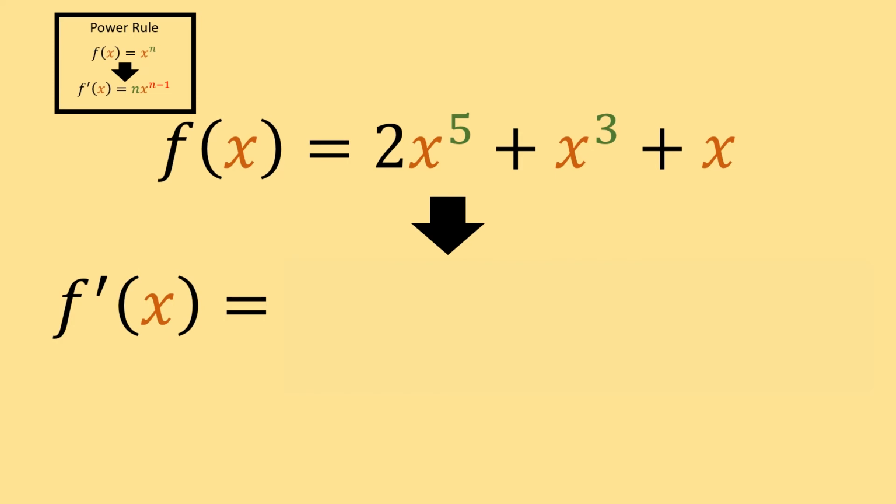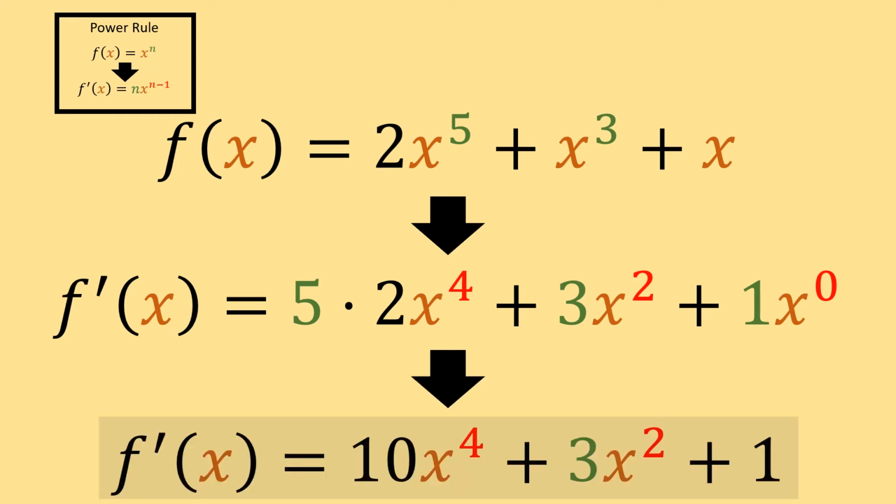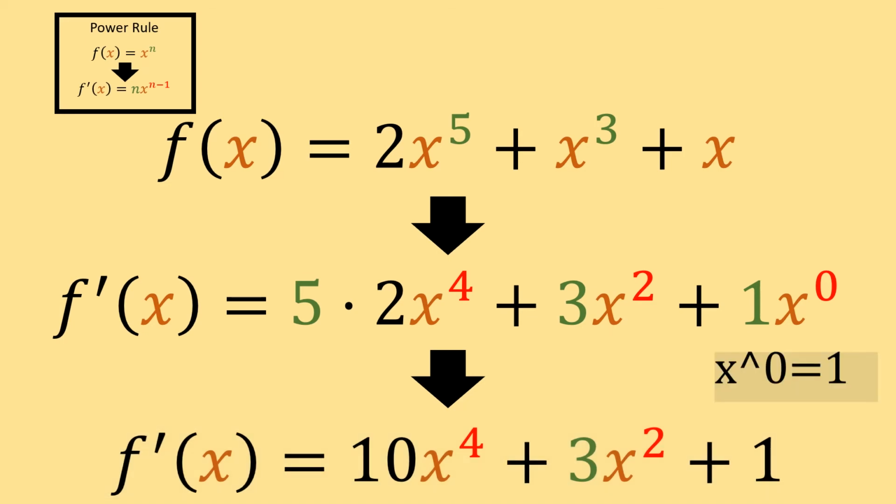Now if we take the derivative of 2x to the 5th, we're going to get 5 times 2x to the 4th. And the derivative of x to the 3rd is going to be 3x to the 2nd. And the derivative of x, which is the same thing as x to the 1 power, is going to be 1 times x to the 0 power. And so, if we were to simplify everything, we're going to get 10x to the 4th plus 3x to the 2nd plus 1, where x to the 0 is technically the same thing as 1, and so 1 times 1 is going to give me that constant at the end.